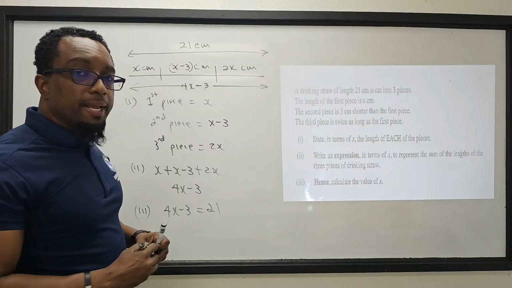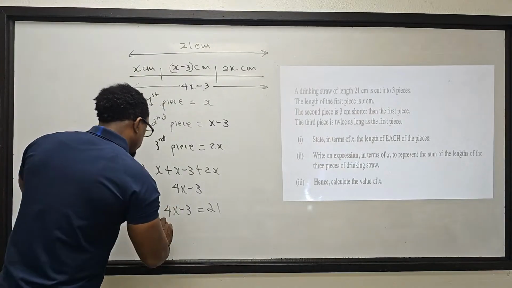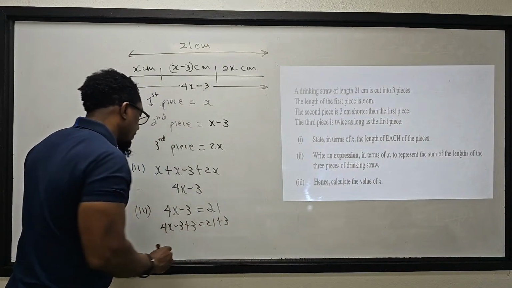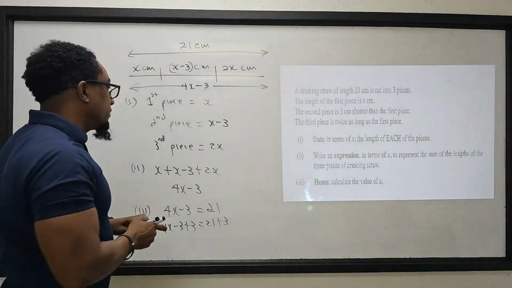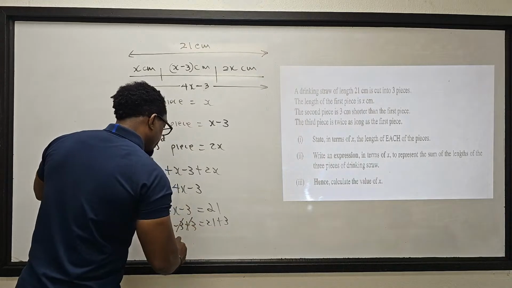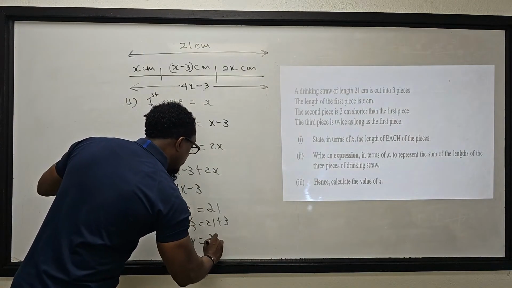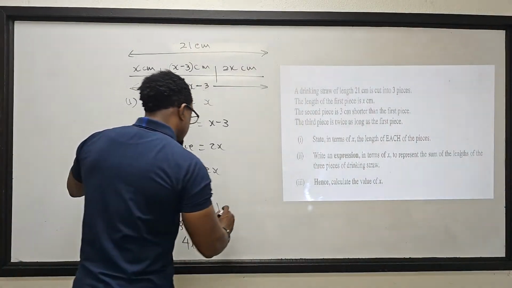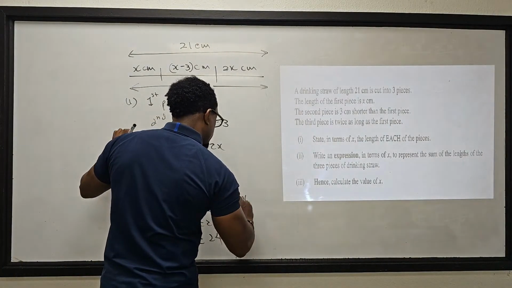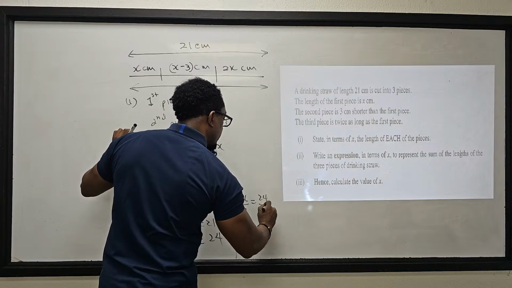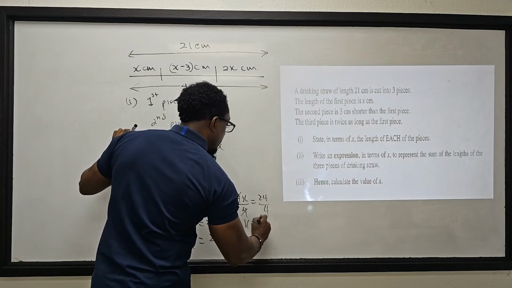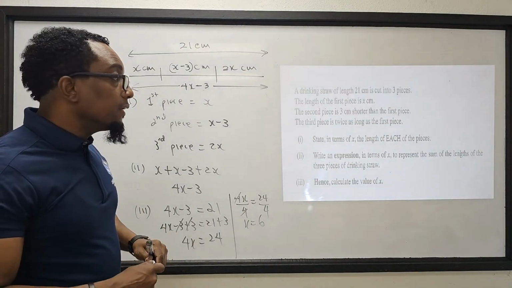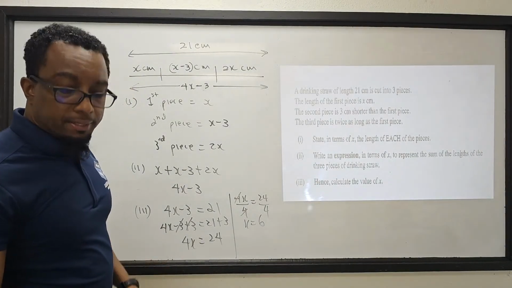So I'm going to remove negative 3 by adding 3 to both sides. Negative 3 plus 3 is 0. I'm going to get 4x is equal to 24. And then I can divide both sides by 4. And therefore x is equal to 6. So that's the value of x, creating an equation to find the value of x.